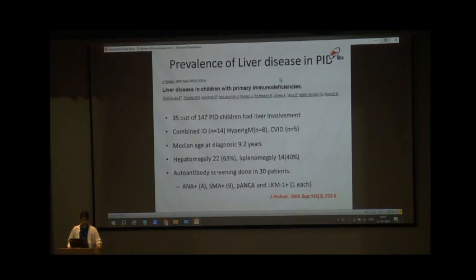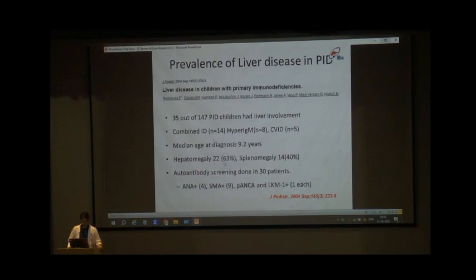Coming to the prevalence of liver disease in patients with primary immune deficiency, this study from King's College, out of 147 patients of primary immune deficiency, showed that around 30% of the patients had some form of liver involvement that was more prevalent in combined immune deficiency with hyper IgM and CVID rather than isolated hyper IgM or CVID immune deficiency.